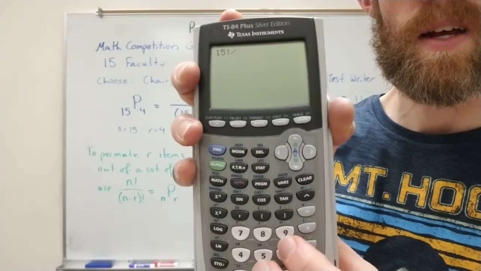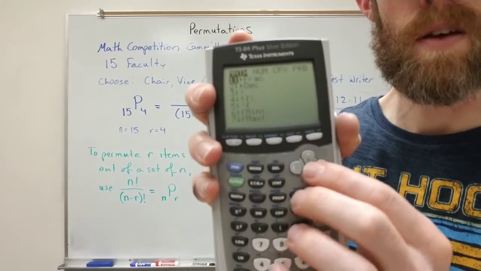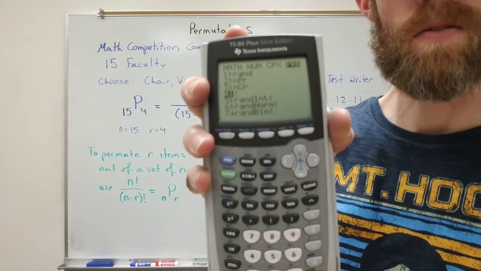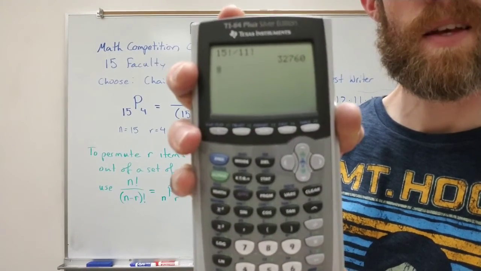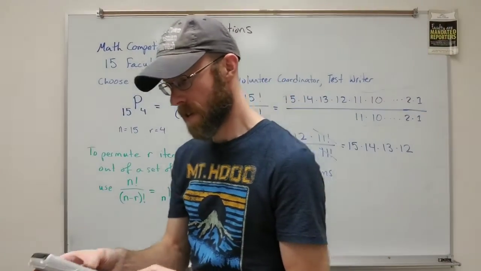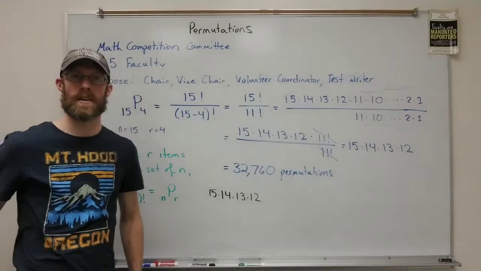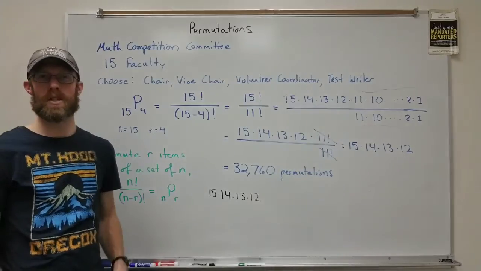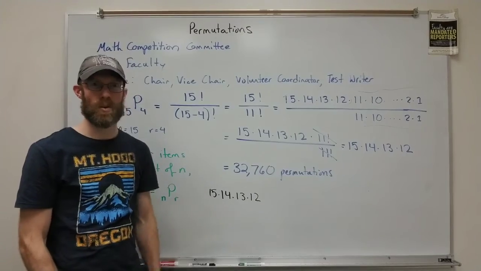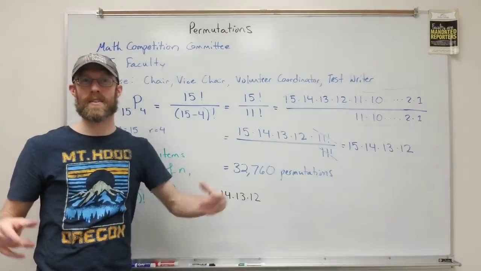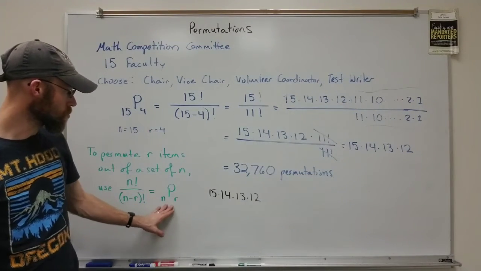There's divide. And then I would divide by 11, and then again go to math, over to probability, down to factorial, hit enter, and you get your 32,760. Okay, so you can do that quickly on the calculator. If these numbers get to be kind of big, if I was doing 32 factorial over 26 factorial or something like that, I don't want to write it all out. So just for instance. But anyway, that's how you use this formula.